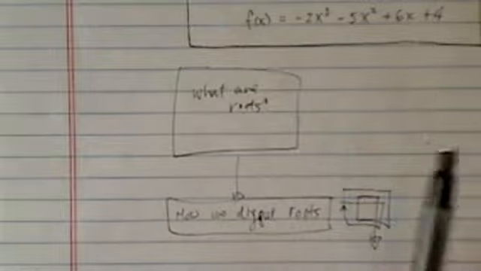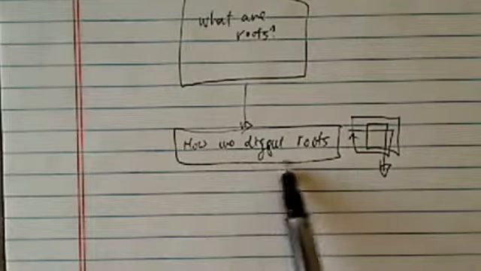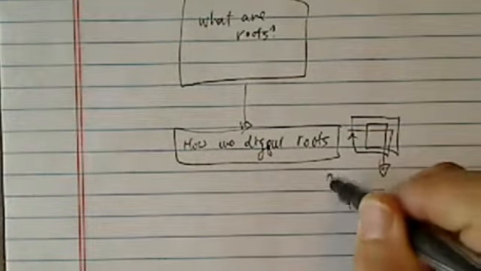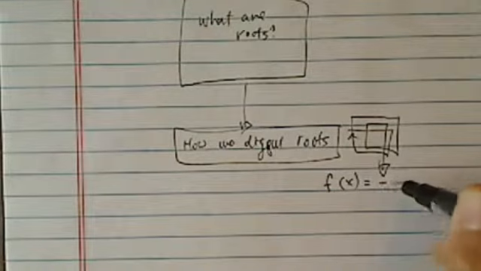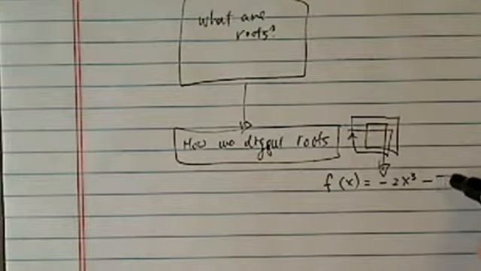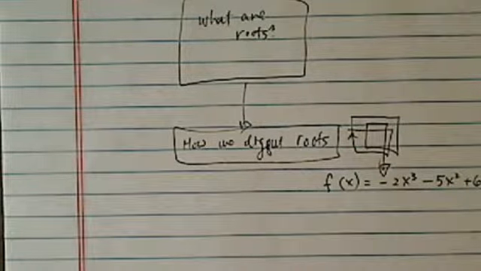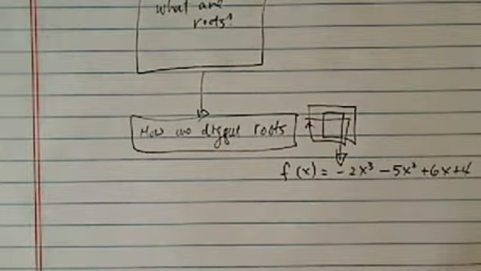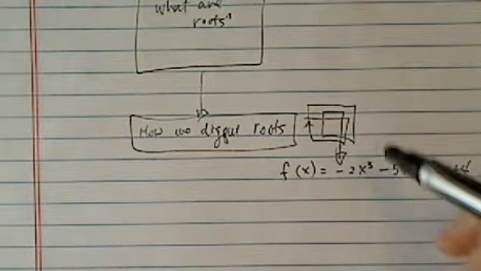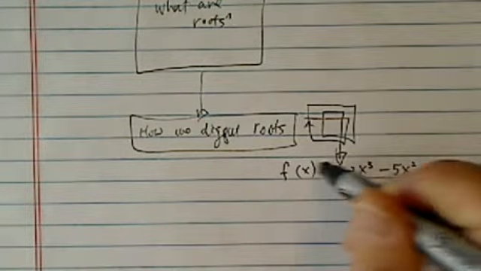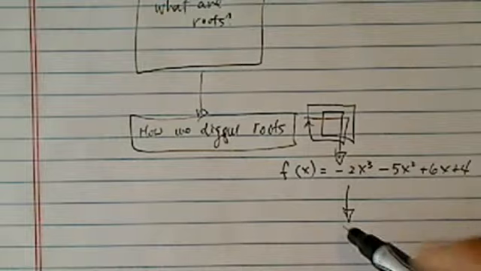So we addressed what the roots are and why we care. Now let's talk about how we dig out the roots. We have a function here that's a polynomial higher than second degree, so we cannot use the quadratic formula. So our goal here, as I alluded to earlier, is to reduce this one by factoring it.